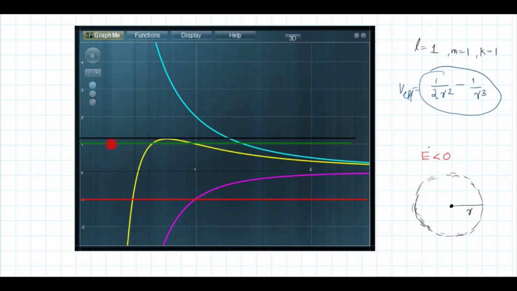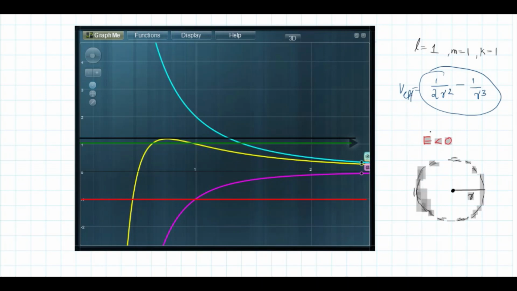Now consider this value of energy, this green one, and you can say that between two values of r, this yellow line is greater than this green one. So energy is less than V effective, or V effective is greater than total energy, and these regions are physically not possible. Particle can either be in this region, or it can be in this region. Depending on the initial value, we can have two cases.